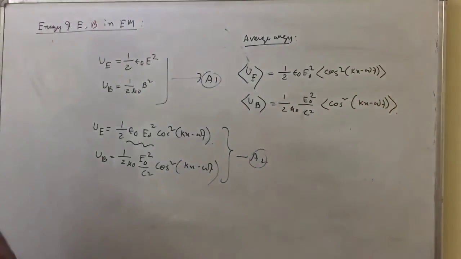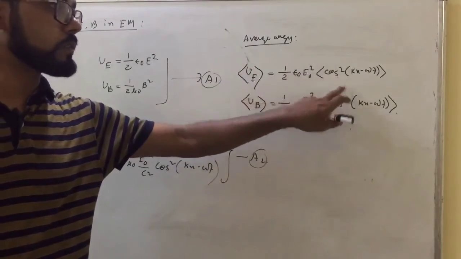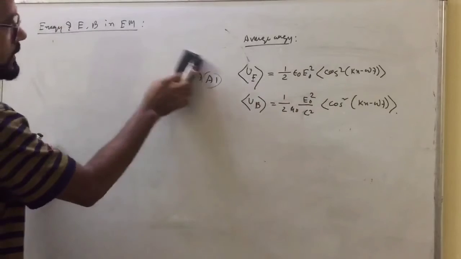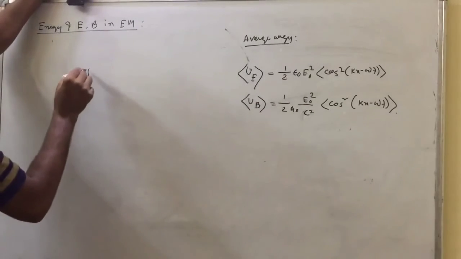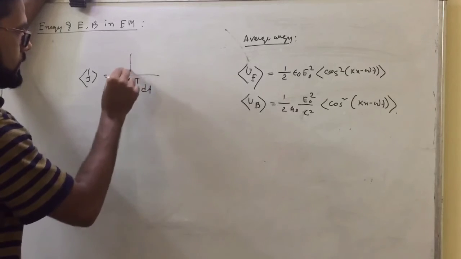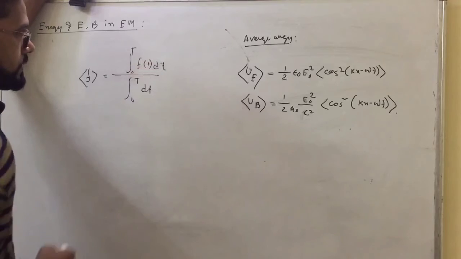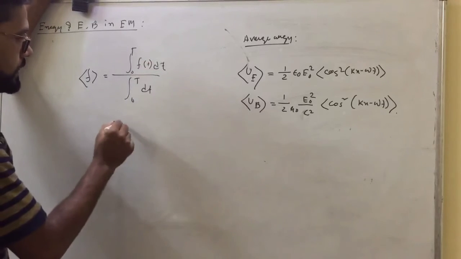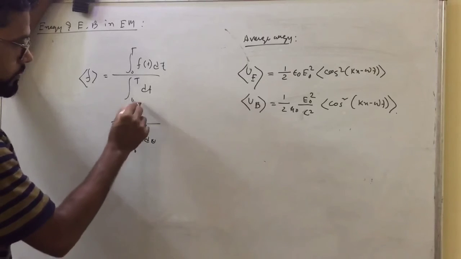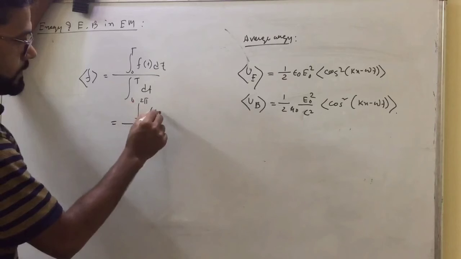Okay, and now see, if you take the sine part, then it will be sine square. Now how can you take the average value? You have to remember the average formula. The average formula is this one: 0 to T, integration of f(t) dt. Or in terms of theta, you can write 0 to twice pi, f(theta) d theta.